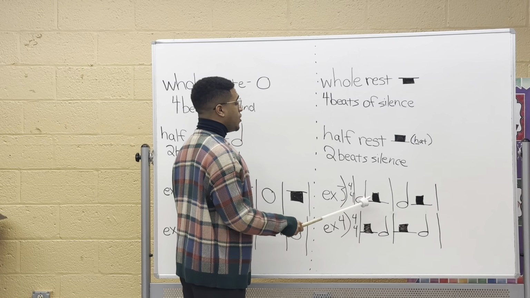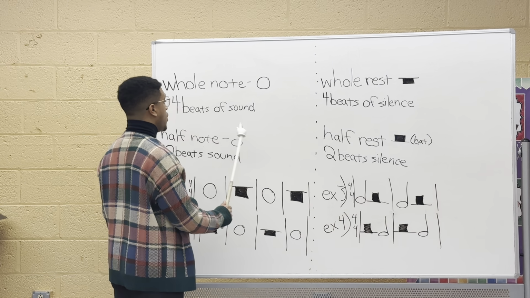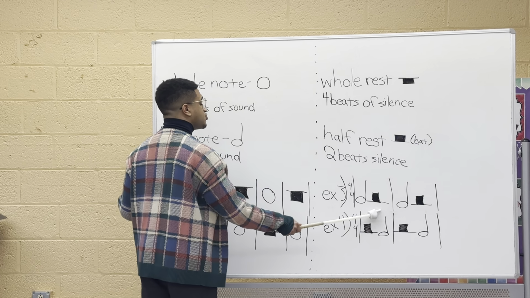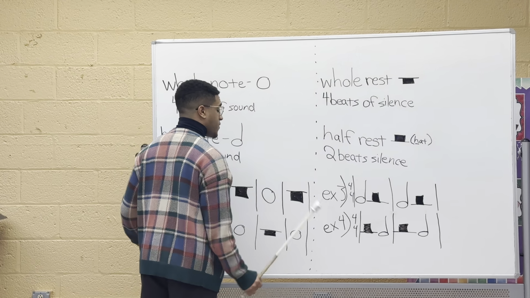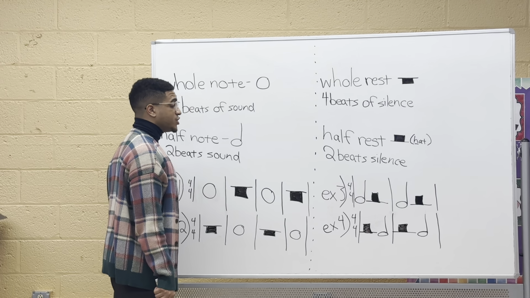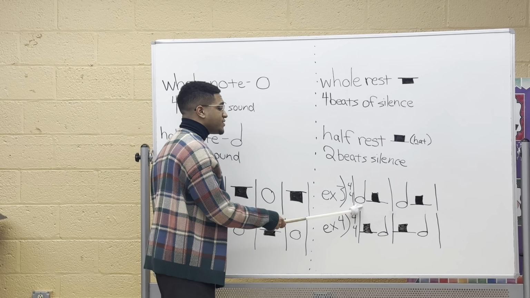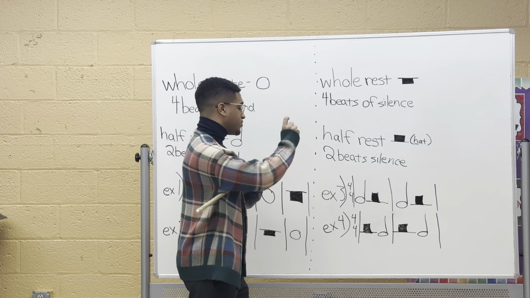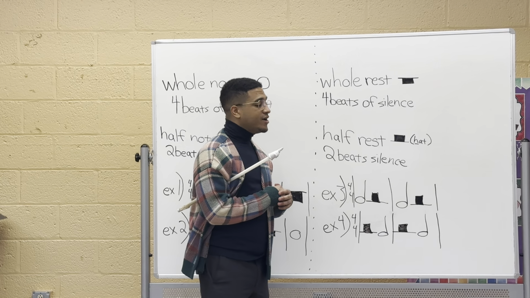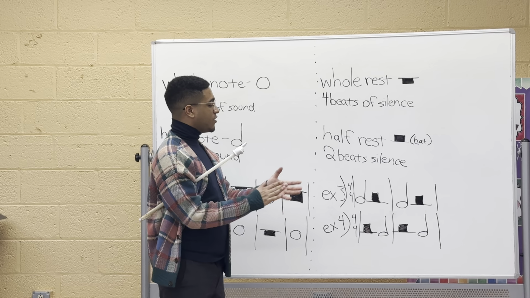Example number 3. We first have a half note, which is 2 beats of sound. Then we have a half rest, 2 beats of silence. Okay? Then we have the same thing in the following measure. All right? So let's try doing that together. This time I will clap. Okay? Here we go. Ready? Number 3. 1, 2, number 3, and go.